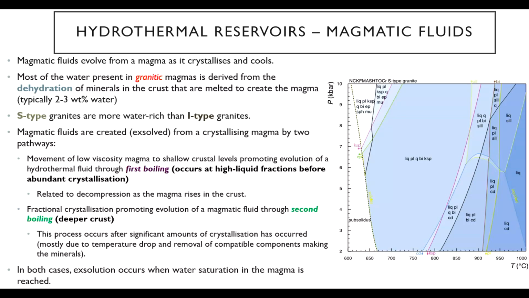So this process happens deeper in the crust, and it's less disruptive. The water will move out into the local country rock. You might be less likely to form prominent breccias and things like that. So they're the main cases of how you resolve magmatic fluids, and they have an influence on the nature of those fluids and potentially their metal concentrations.